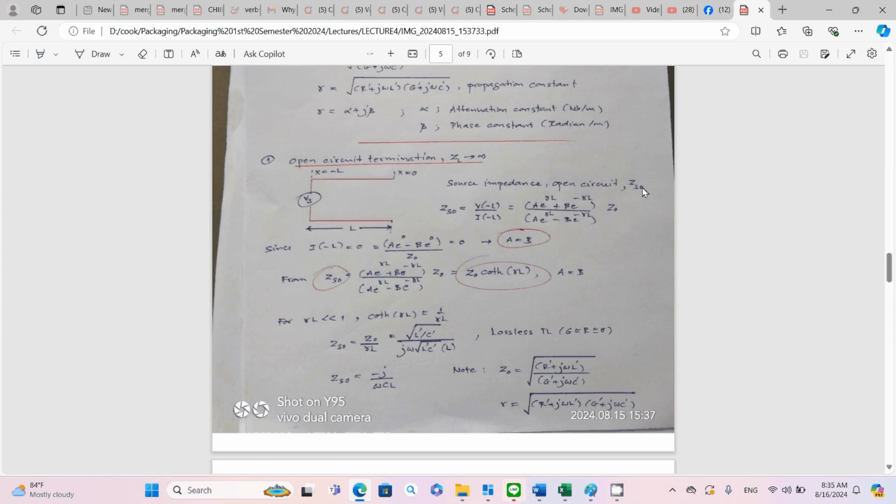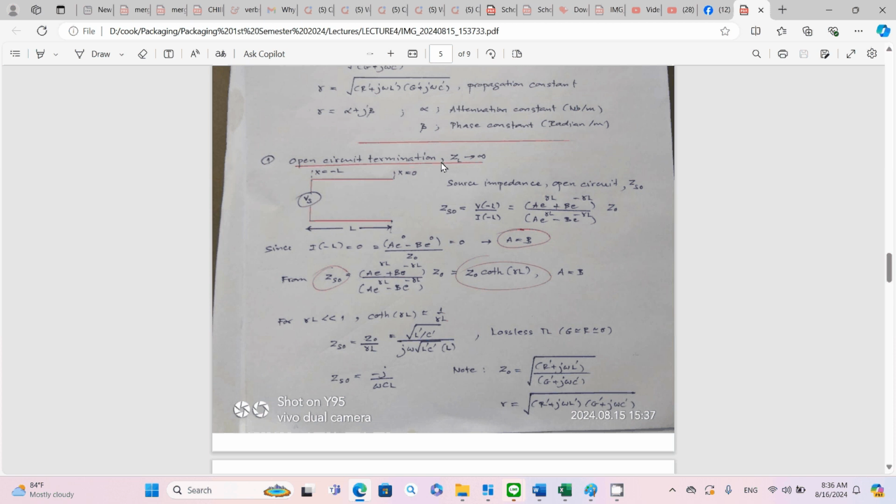Now let's take a look at special cases. For open circuit termination, this means you have an open circuit at the load end, or your ZL, you have no load at the end of the transmission line, or your impedance simply goes to infinity. You put the source at the most left of the transmission line as x equal to negative L, where L is the length of the transmission line, and at this point x equals 0 at the load end.